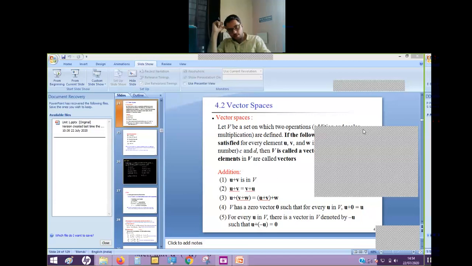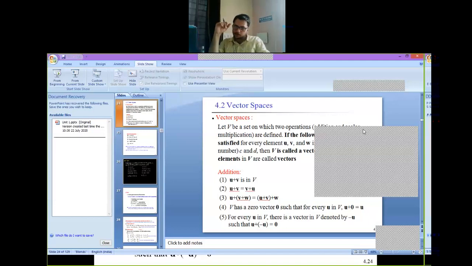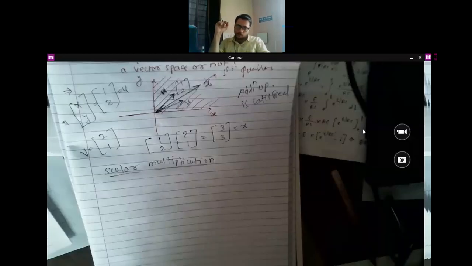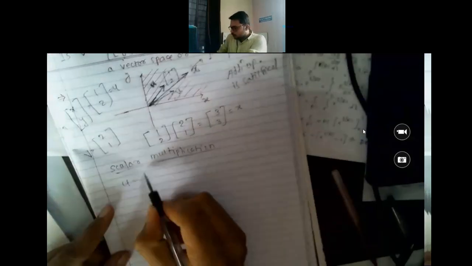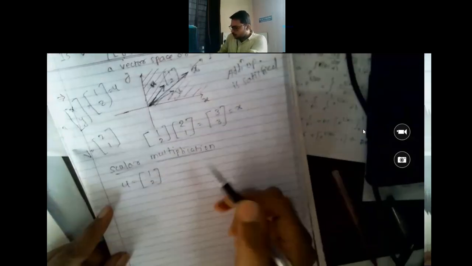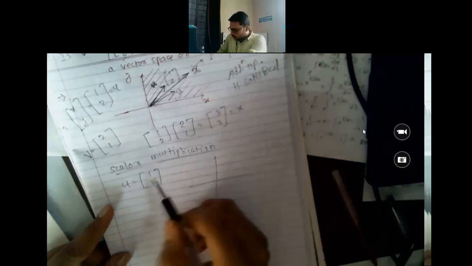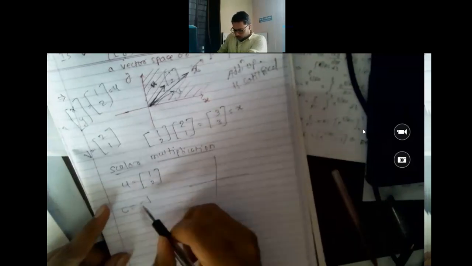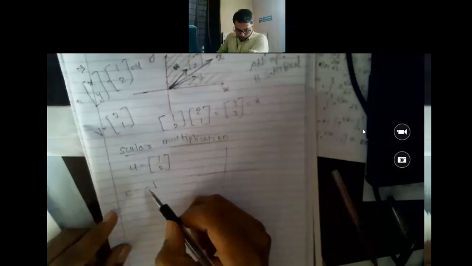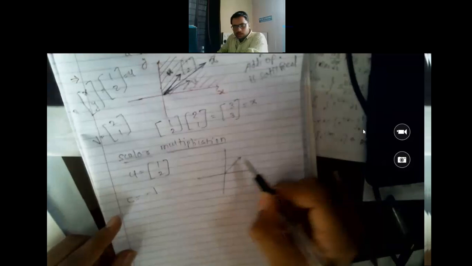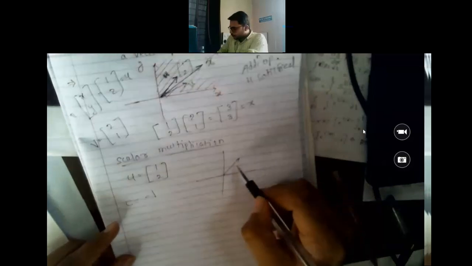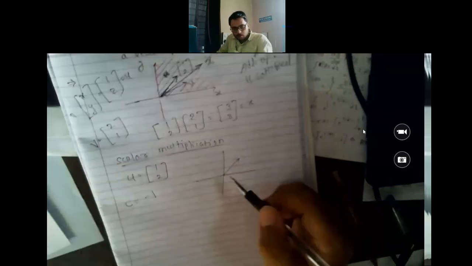So what will happen if I take C as a negative number? Now please tell me the answer. Let's say the same vector is there. Let's say U is there, which is (1, 2). And if I take C equal to minus 1, then what will happen? Let's consider that this is (1, 2), and if I'm multiplying this by minus 1, then what will happen?